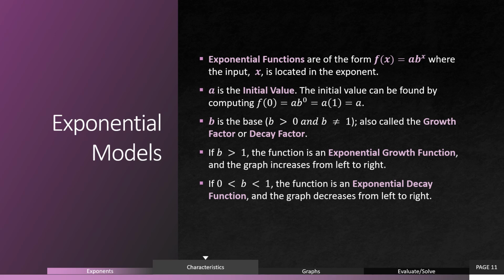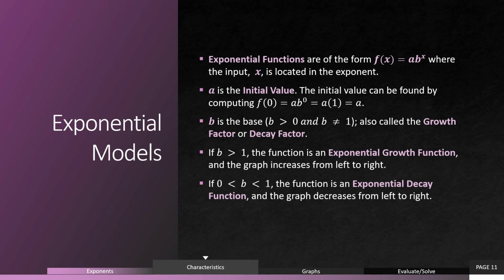b is that base. That base needs to be greater than 0, but it cannot equal 1. And that's because that base is a repeated factor. And if we have 1 times 1 times 1 times 1 times 1, we really are going to end up with a constant function, not an exponential model.